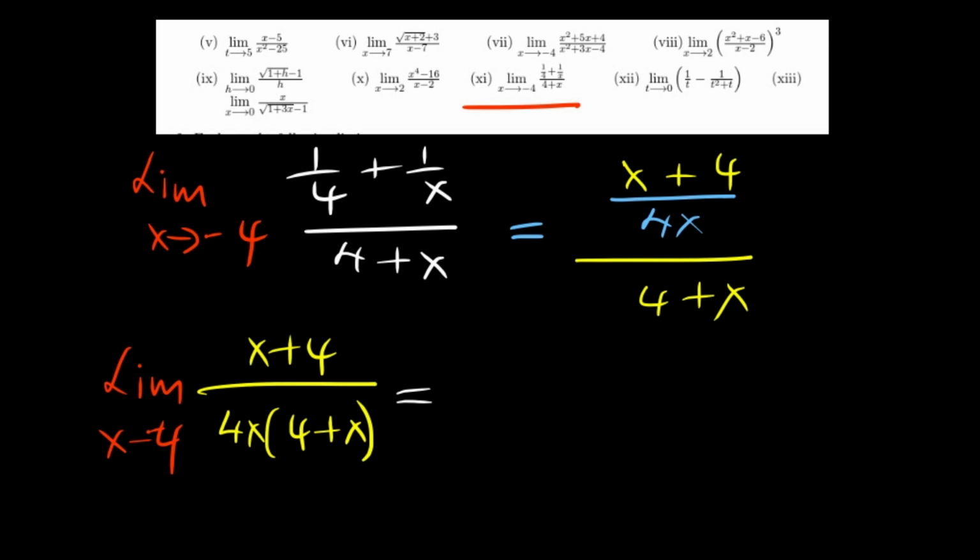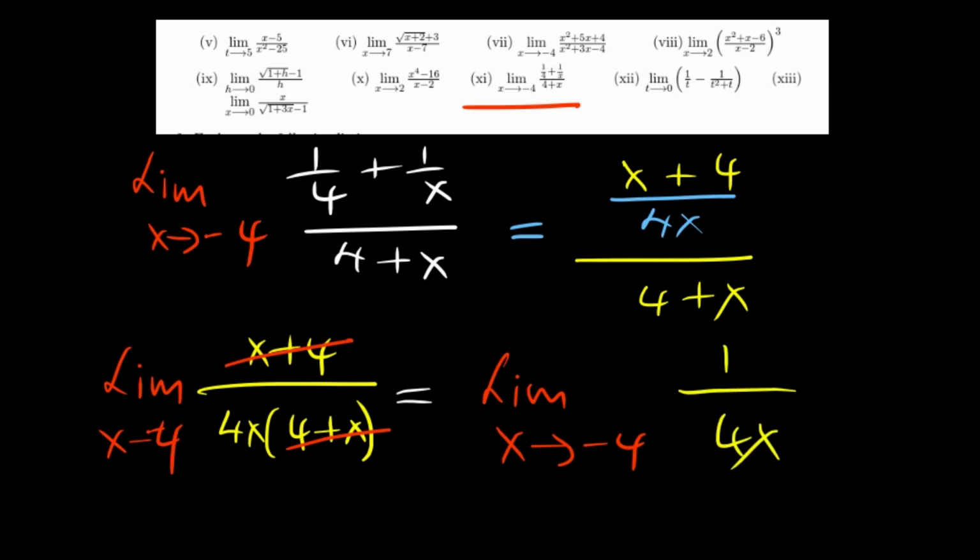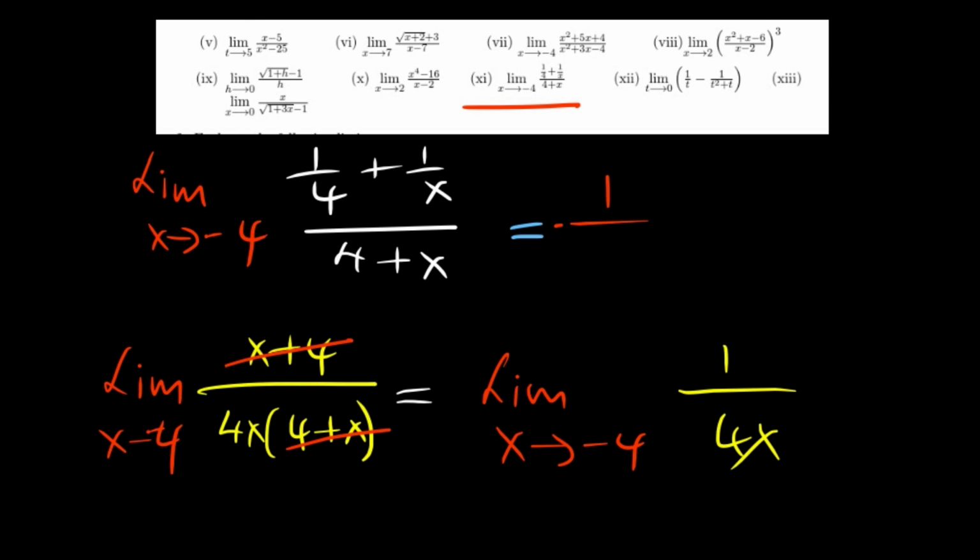So x plus 4 and 4 plus x are just the same. They can cancel, can divide. So we have the limit as x approaches -4. And then on the top part, we have the 1, bottom we have 4x. You can substitute. So if we put -4 for x, you end up with 1 over 16. So it's -1 over 16. Okay. That's where we've ended for this question.